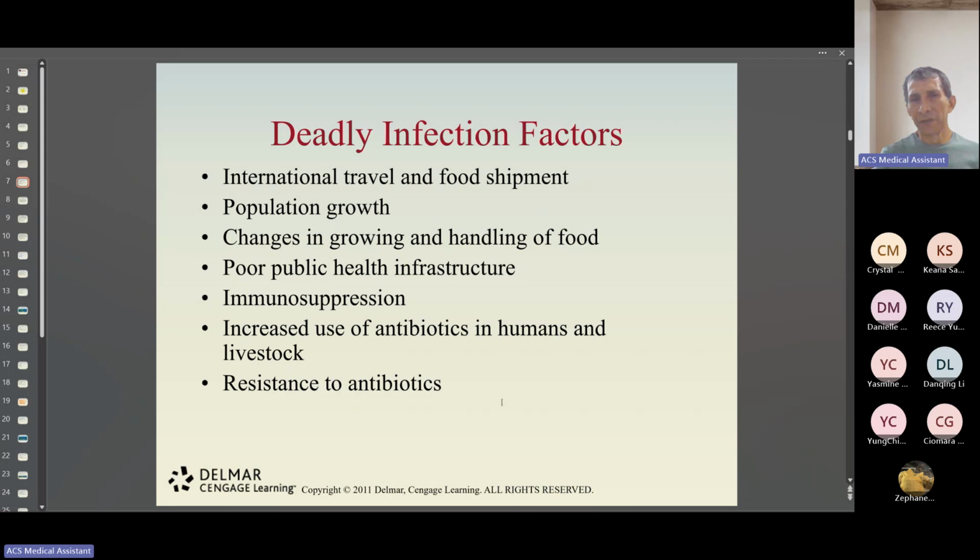Deadly infection factors: international travel and food shipment. So now you said, oh, what do you mean deadly infection factors, international travel? No, how these microorganisms come from different regions, different countries, different locations, and reach us. Remember, most of these are coming from other countries. So that's basically what it is.